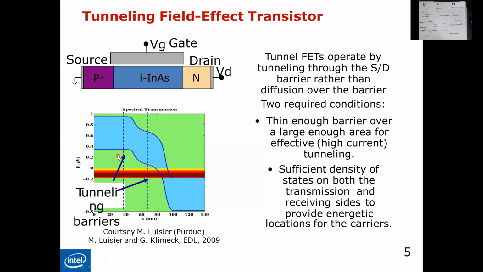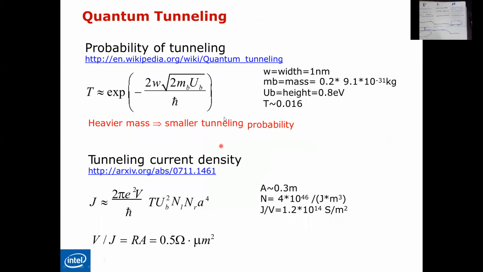So current flows in this direction, or sorry, electrons flow in this direction, as you can see, and then you have a current. This is simply the concept for the tunneling field effect transistor. So we can implement such a tunneling. Again, here are some equations based on quantum tunneling.